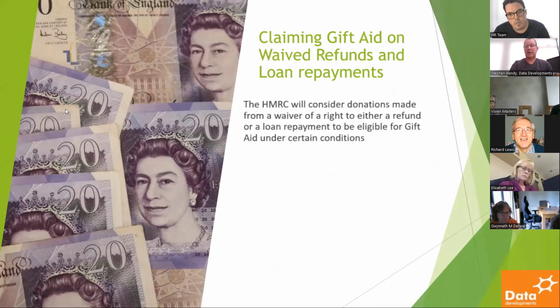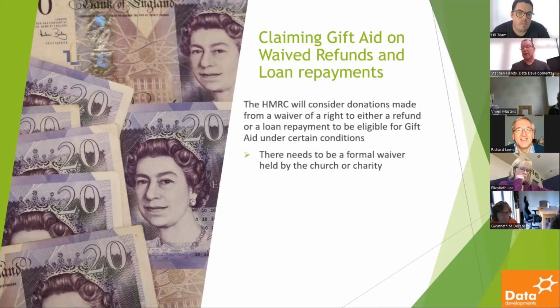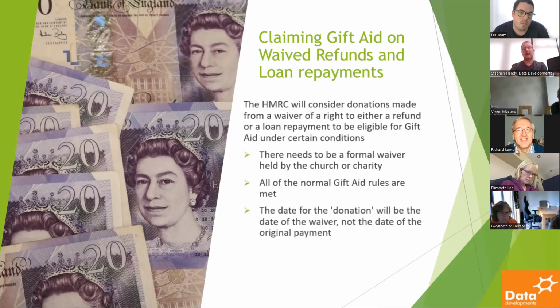Claiming gift aid on waived loan repayments. So what I was saying earlier about if somebody makes you a loan and they say, okay, you don't need to repay anything, can you treat what's left, the amount that you don't have to repay, as a donation? Well, you can't just by them saying you don't have to pay back. You have to get what's called a waiver. So there needs to be a formal waiver held by the charity. And essentially, if it's a small donation amount, that can just be an email confirming with the donor that they sign away any rights for that to be repaid. So they can't come back to you at a later point to say, actually, you do need to repay it. So the date of the donation at that point will be the date of the waiver.